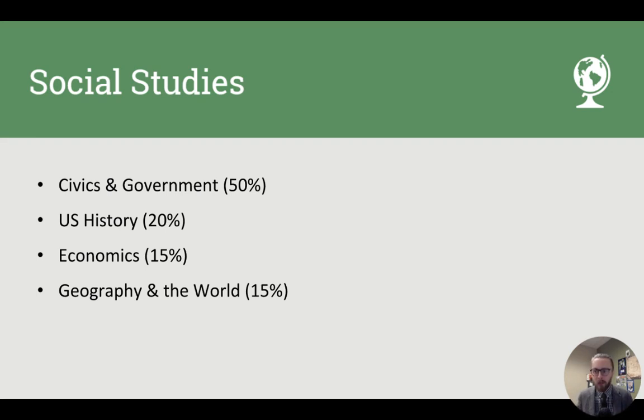U.S. history is 20%. So that's the next biggest category, and it's significantly less. U.S. history, and then economics and geography and the world. So if you're studying for this, focus on U.S. history, especially as it relates to government, the history of the U.S. government. So if you're interested in studying civics and government, focus on United States history, United States government, how our government was formed, the ideas that contributed to the Constitution and the Revolutionary War.